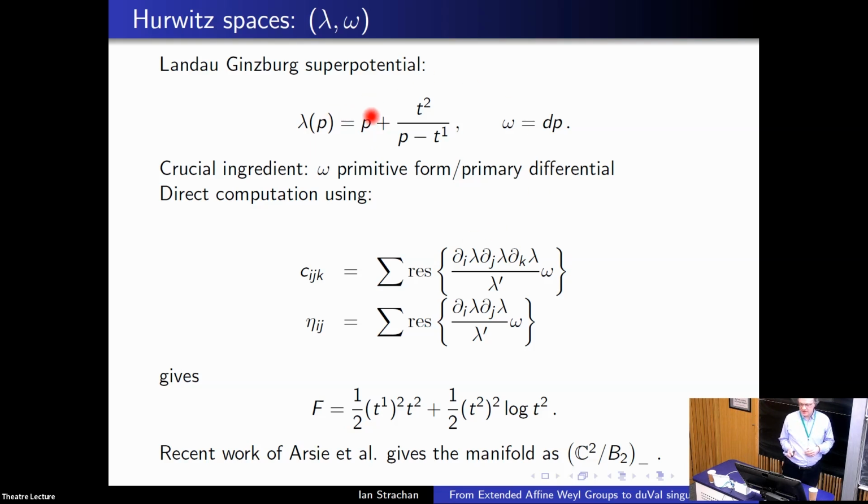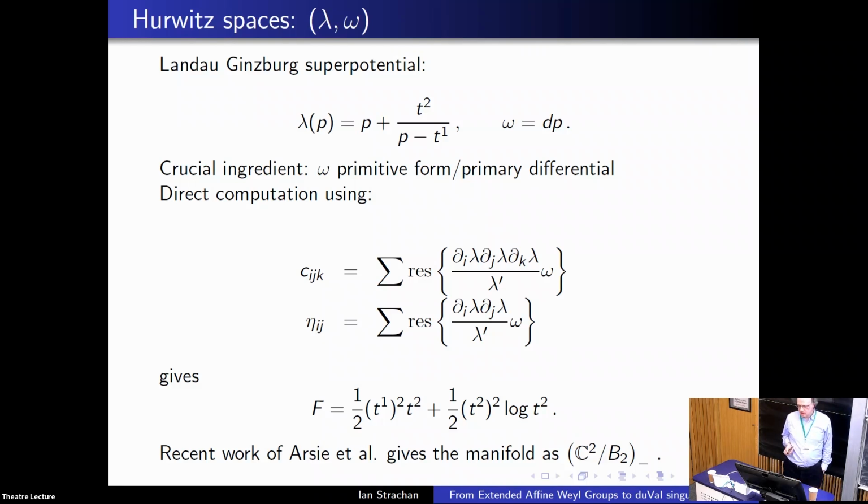We have a pole at infinity, and we have a pole at a finite point, t1, and we can make those orders arbitrary. In here, they're both 1, but we can make the orders completely arbitrary. Now, if you've got a Landau-Ginzburg superpotential, there are very compact formulas which give you the third derivatives and the metric in terms of taking various residues at the critical points of various functions.